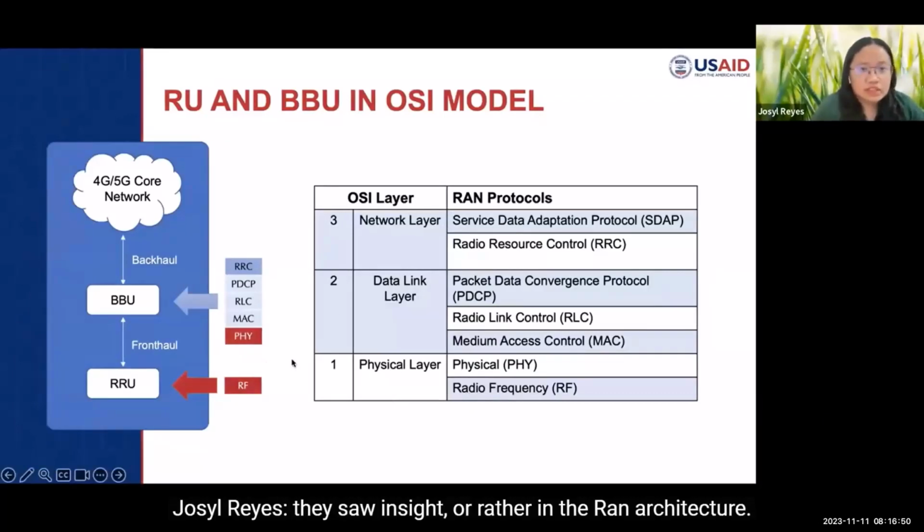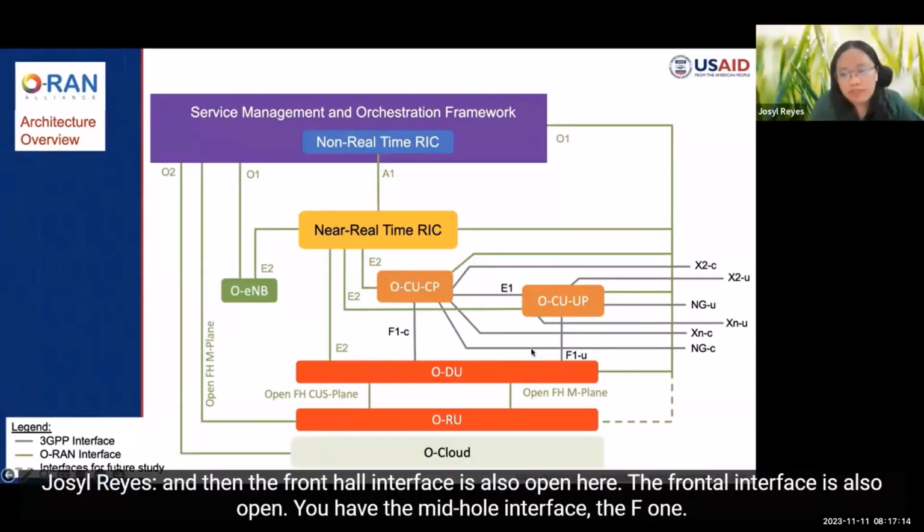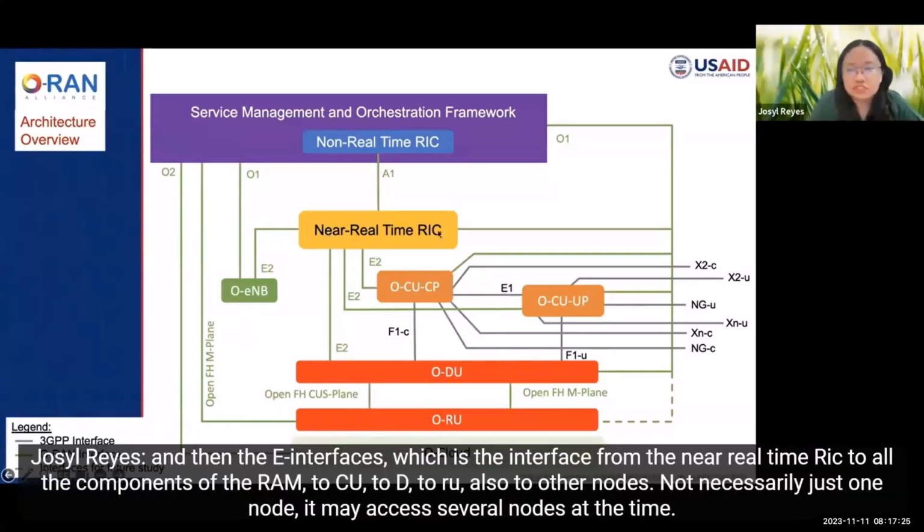Okay, so in the RAN architecture, we have this O-RAN architecture, which was enhanced from the 3GPP design. The 3GPP design only includes the CU, DU, and RU. But for O-RAN architecture, they also converted these three components into open, and the fronthaul interface is also open. You have the midhaul interface, the F1, and then the E2 interface, which is the interface from the near-real-time RIC to all the components of the RAN, to CU, to DU, to RU, and also to other nodes. Not necessarily just one node, it may access several nodes at a time.